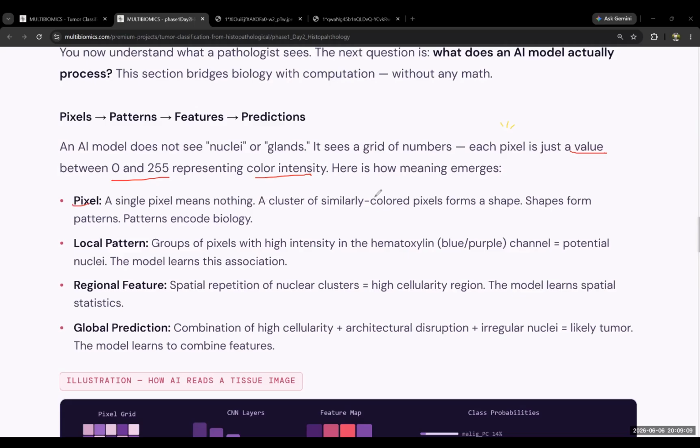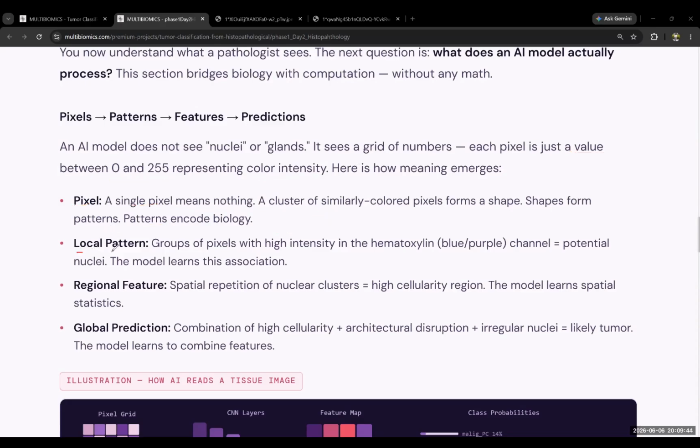A single pixel will not have any meaning. But a cluster, many pixels together, when they form a shape, that is a pattern, and that pattern will have some biology. If that pattern is circular, it is a normal gland, a normal tissue. If it is very irregular like this, it might be a tumor, malignant or benign. Understand? Usually benign will be roughly round, but if it is very disorganized, it will be malignant.